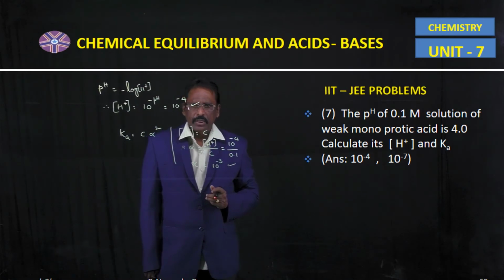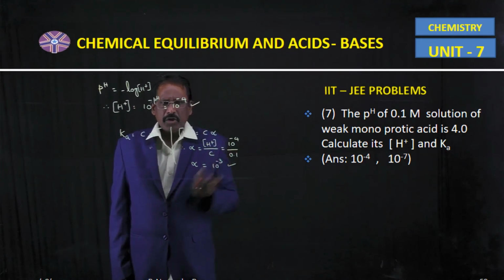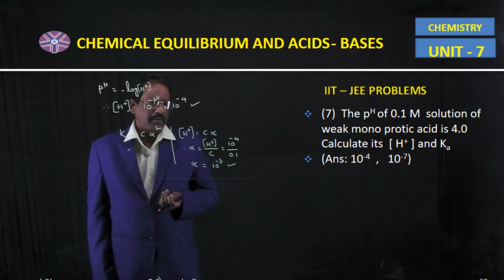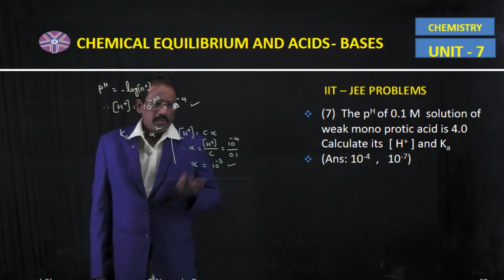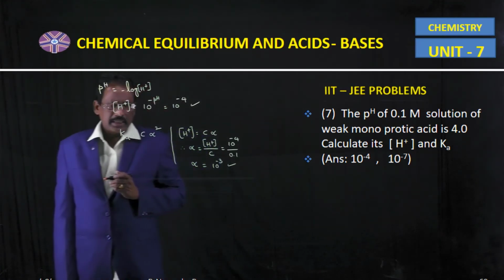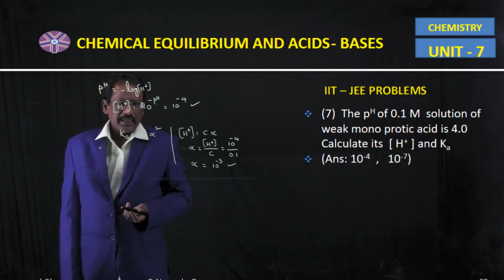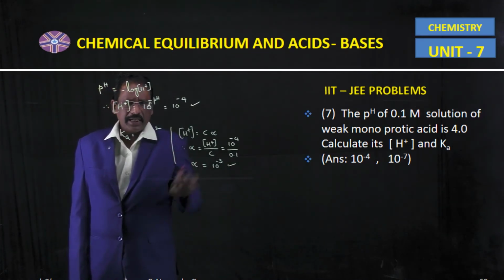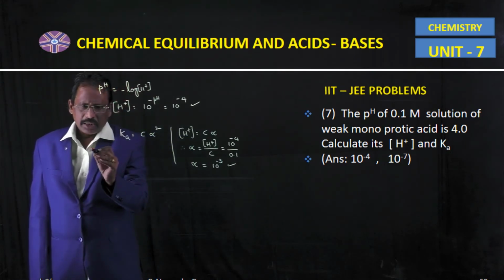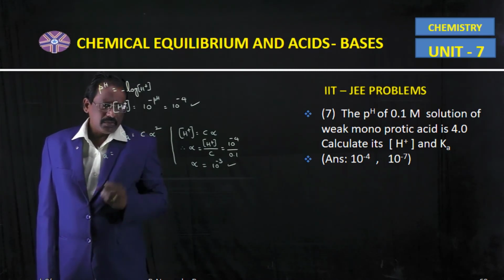Very important point is that in the ionization of weak acid, H3O plus ion active mass is C alpha. So H plus ion active mass is known to you. Concentration of the weak monoprotic acid is also known to you. Now the degree of ionization of this weak acid is 10 power minus 3, very less. So therefore the dissociation constant of weak acid is equal to C into alpha square.